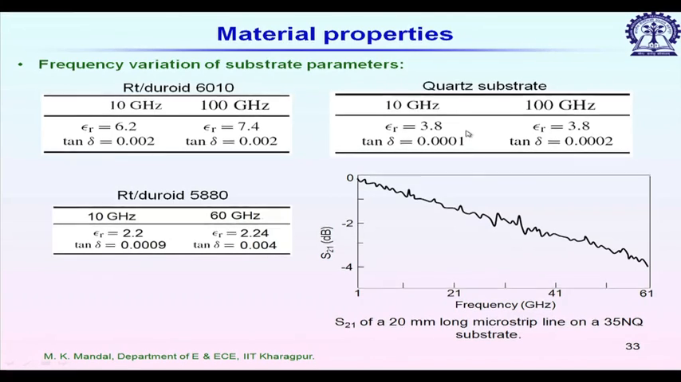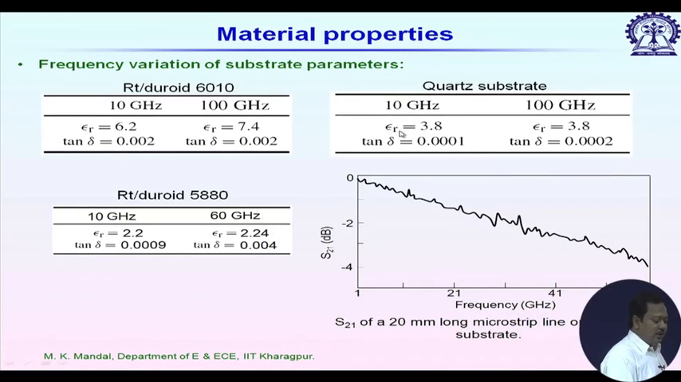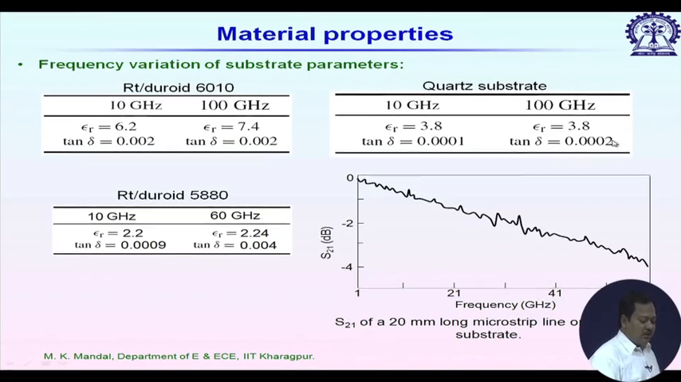Another popular material is quartz substrate. It is actually a low loss substrate and very popular at millimeter wave frequencies, but the only problem is that it is fragile. At 10 gigahertz epsilon r equals 3.8, and even at 100 gigahertz there is no change. Look at the loss tangent value, it is just 0.0001, and it increases to just 0.0002 at 100 gigahertz. So, it shows why quartz is such a low loss substrate.